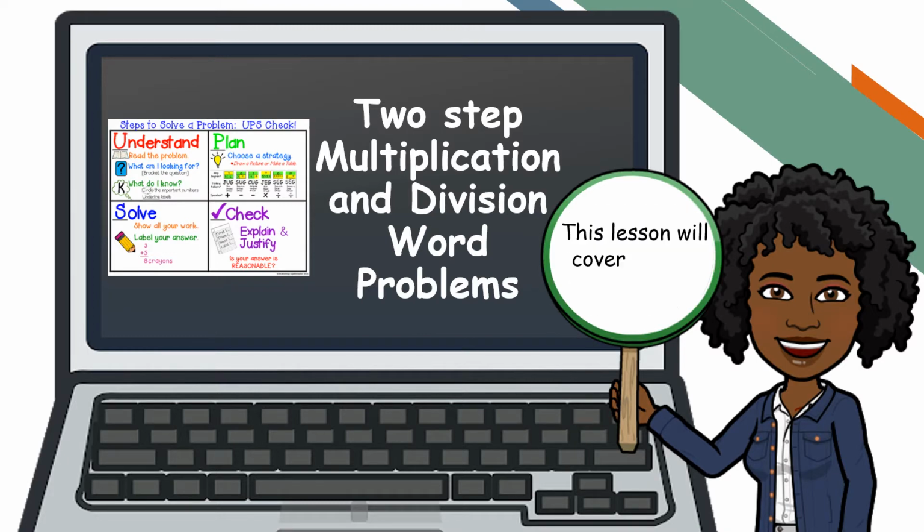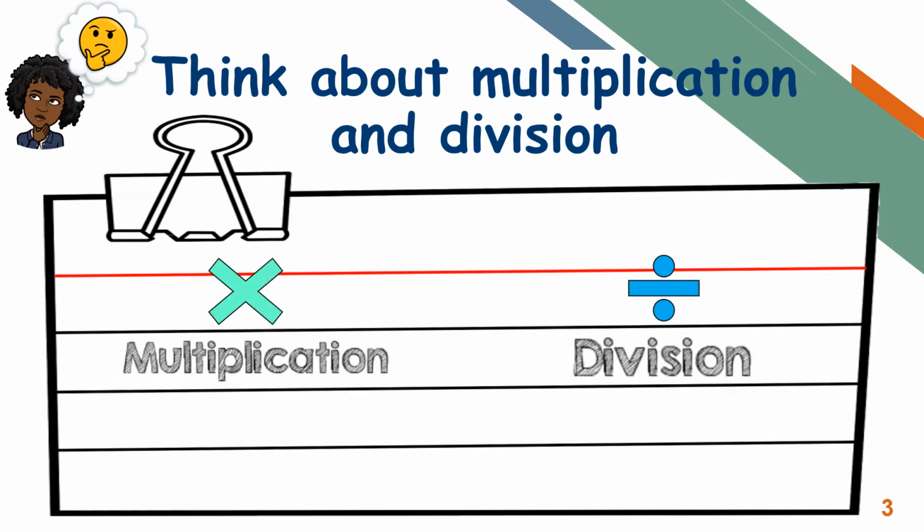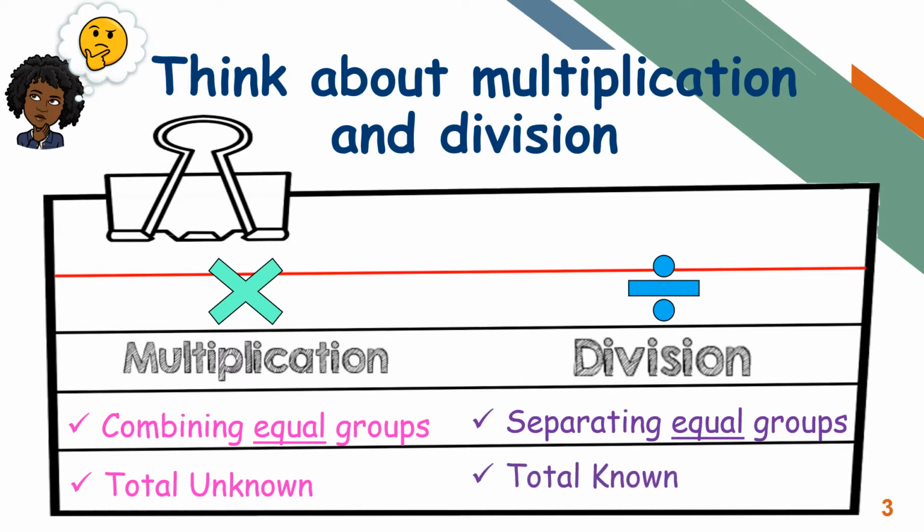This lesson will cover two-step multiplication and division word problems. In the last lesson, you learned how to solve one-step multiplication and division word problems. So let's review multiplication and division to make sure you have a clear understanding of these terms. Multiplication involves combining equal groups, and the total is unknown. Division involves separating equal groups, and we know what the total is.